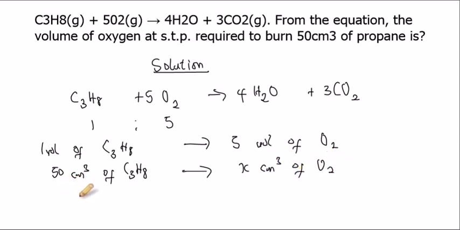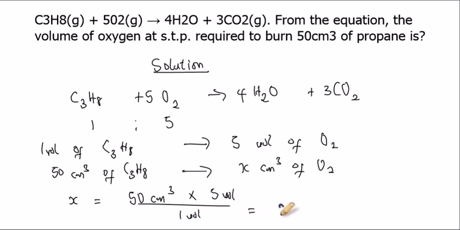So to get x, we will multiply indirectly. So x equals 50 cm³ multiplied by 5 volume divided by 1. This equals 250 cm³. And this will be serving as the final answer.